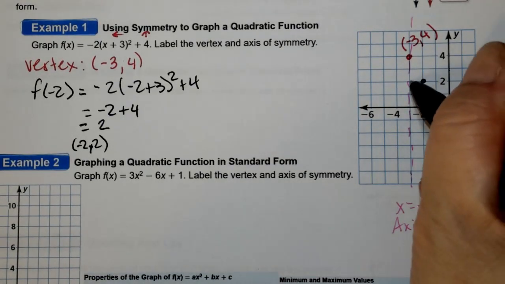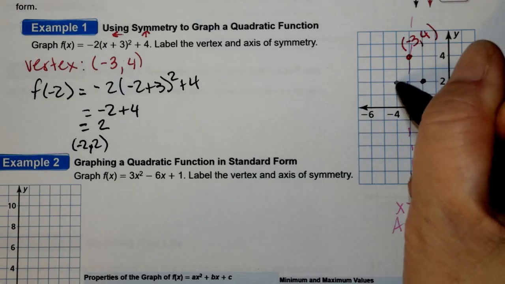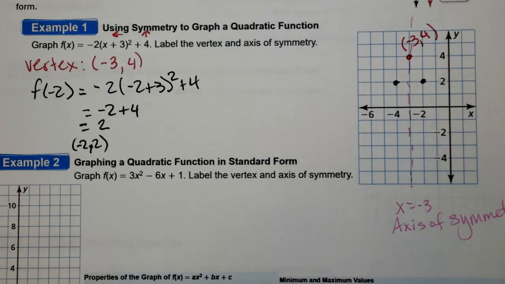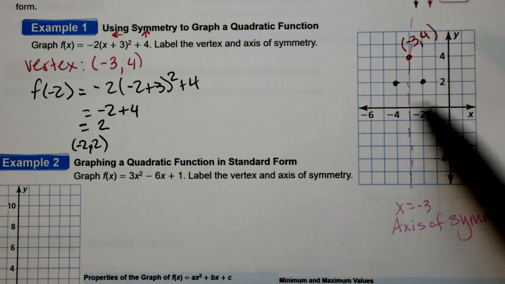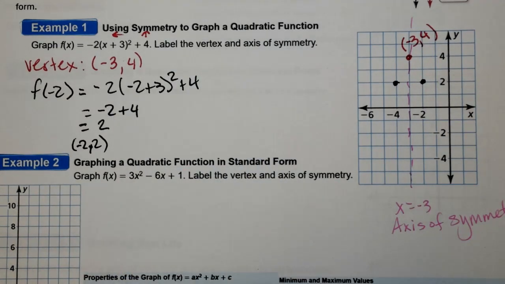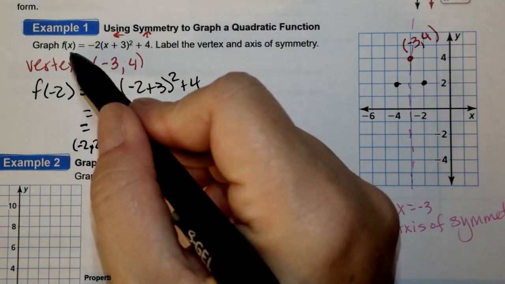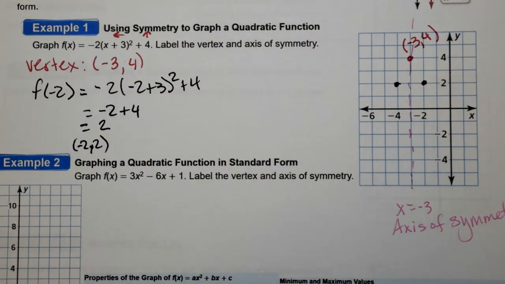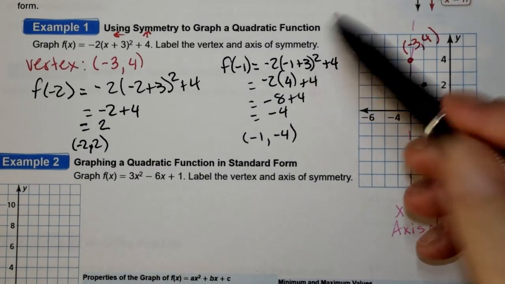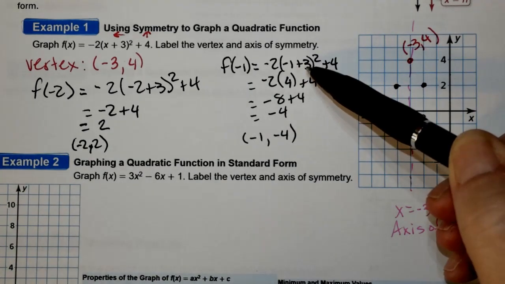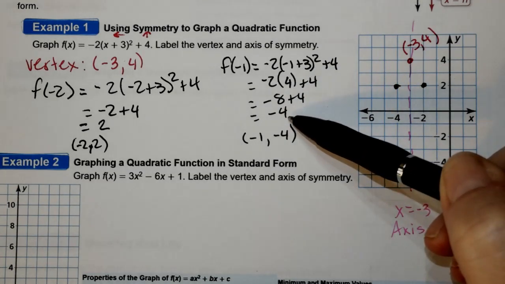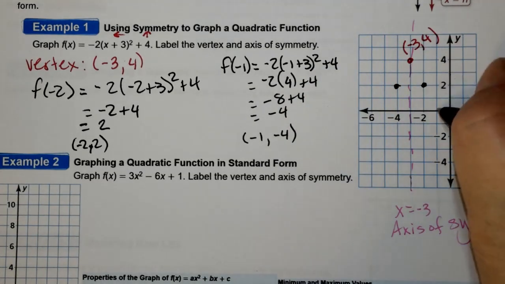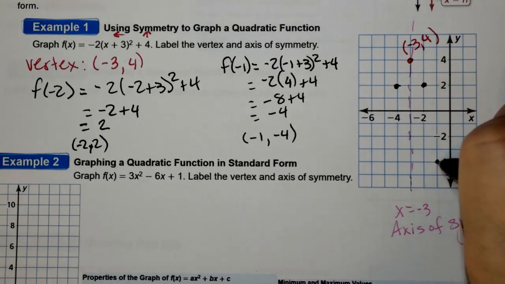If we know a point that's 1 away from the axis of symmetry, we know the point on the other side too, because it's the same. Because these are pretty close together, let's try another one. Let's go one more out. Let's go to -1, plug it into our equation, and give it a try. I want you to pause the video, plug in -1 for x, and find another point on your graph. You would have got -1 plus 3 is 2. 2 squared is 4. -2 times 4 is -8. Plus 4 is -4. So we now know the point (-1, -4) is on our graph.